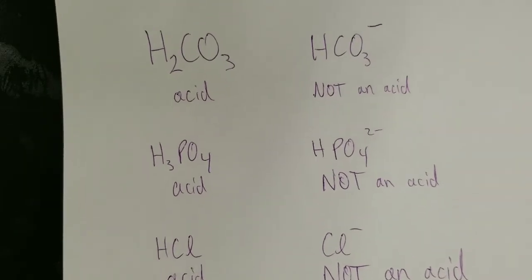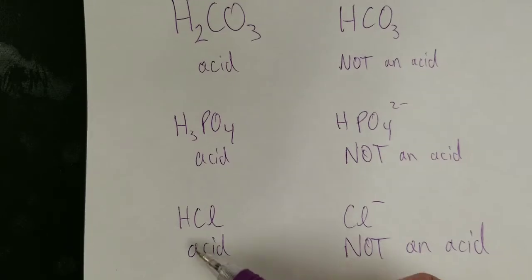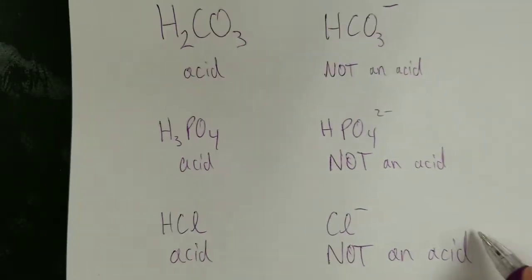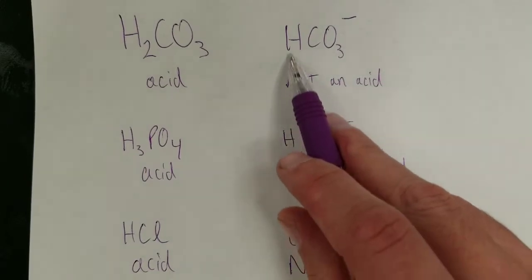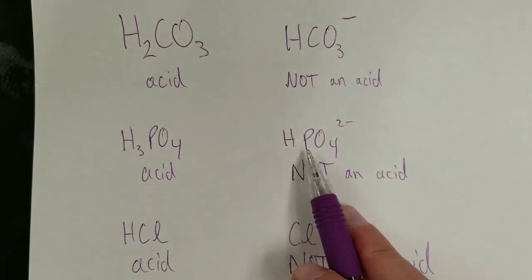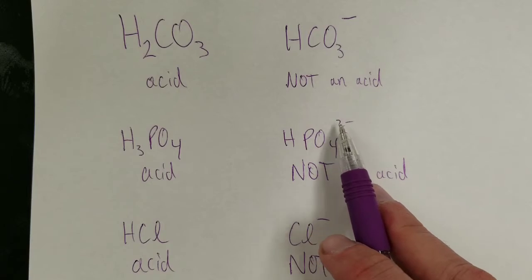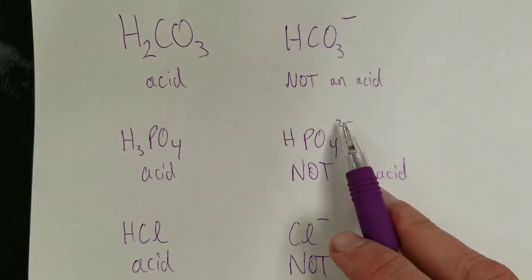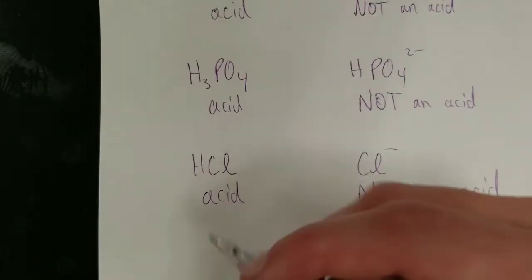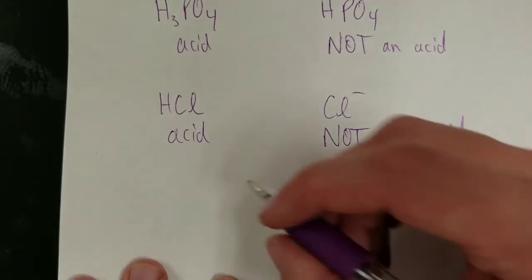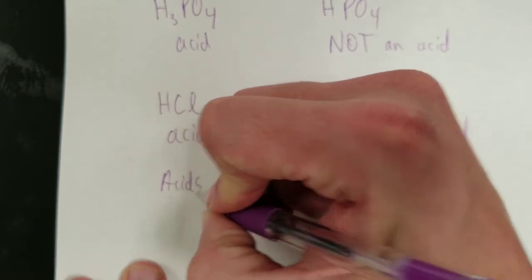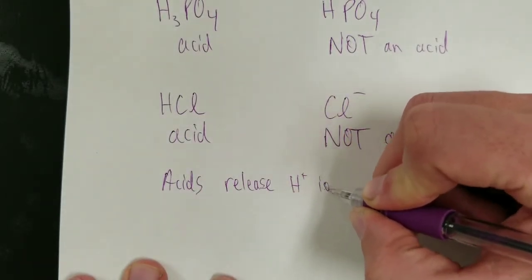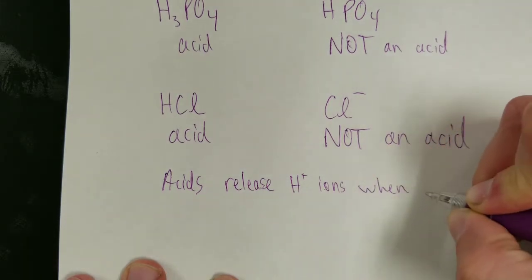All right, here's the thing. Notice the pattern of all the things that are acids. They all start with hydrogen. Now, wait, these start with hydrogens too. But you'll notice that they also have a charge. And that's actually what makes them not an acid, because an acid is defined as something that releases hydrogen ions in a solution. So acids release hydrogen ions when dissolved in water.